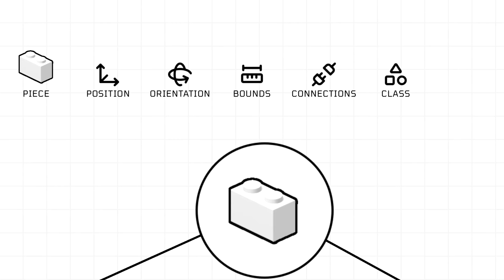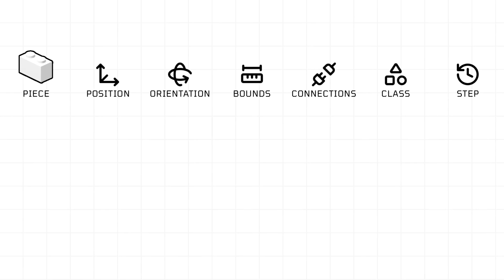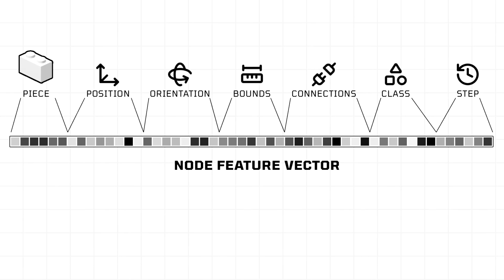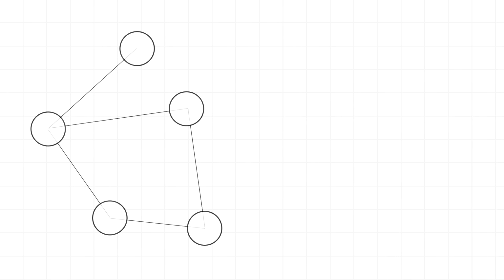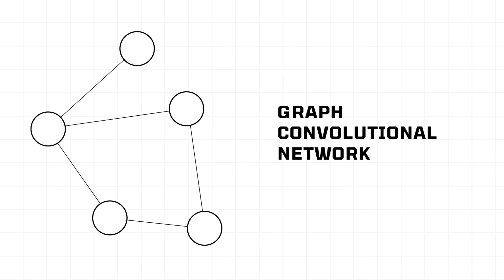We also add the class of the model we want to generate and the step count, which are technically global properties of the model and not node-level features, but it's easiest to just add this information to each node. We'll encode each piece of information into a node vector that represents the value of this node as a series of numbers. Now that we've converted our models into a graph, we're actually going to process them with graph neural networks, more specifically, graph convolutional neural networks, or GCNs.